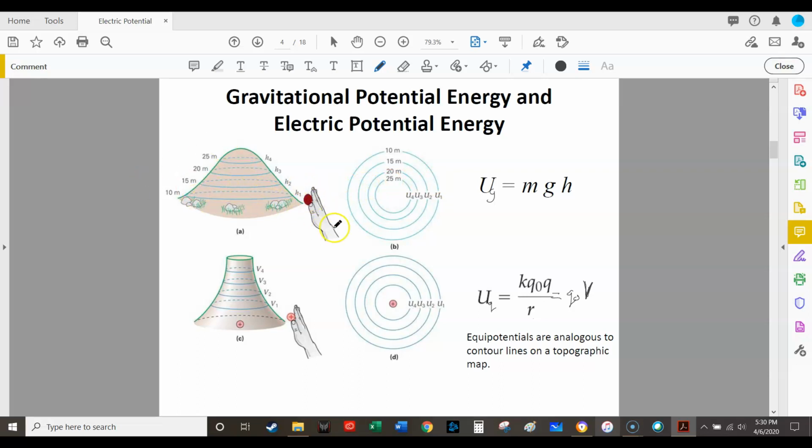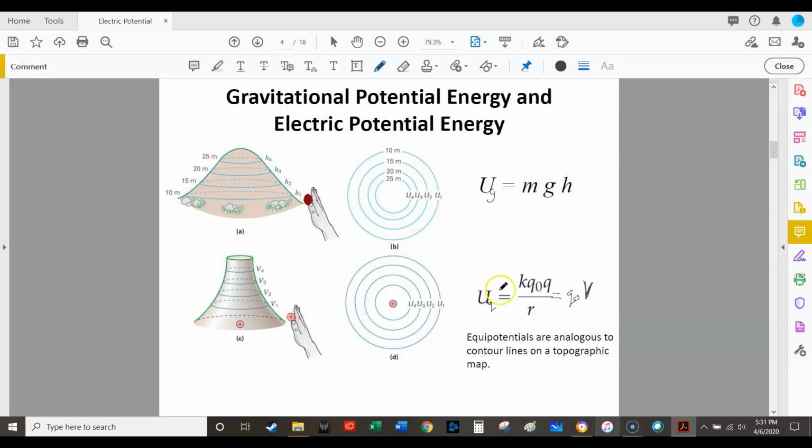So if you have a hill and you push a ball up a hill, you're going to be doing positive work in pushing it up the hill, and then the earth is going to be doing positive work in pushing it down the hill and converting it into kinetic energy. Well, that's the potential energy due to gravity.